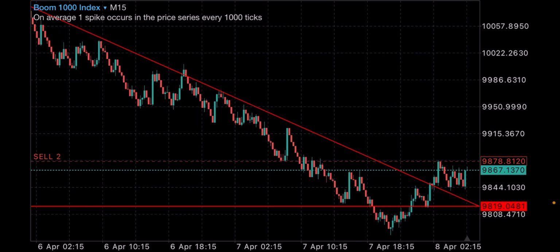So price action is key. Indicators are good, but don't depend fully on indicators.